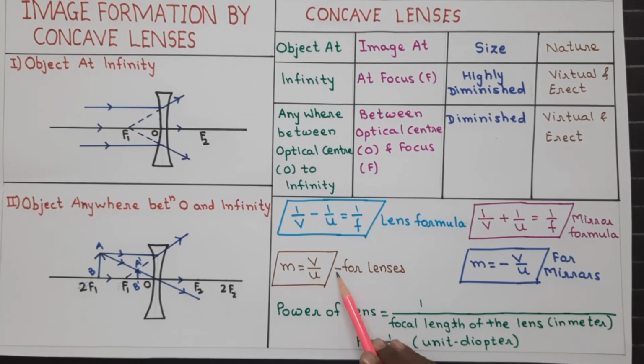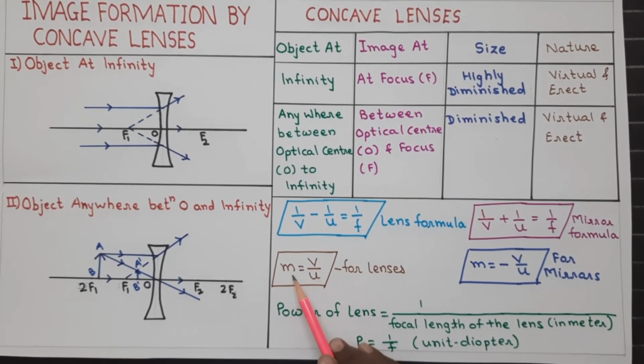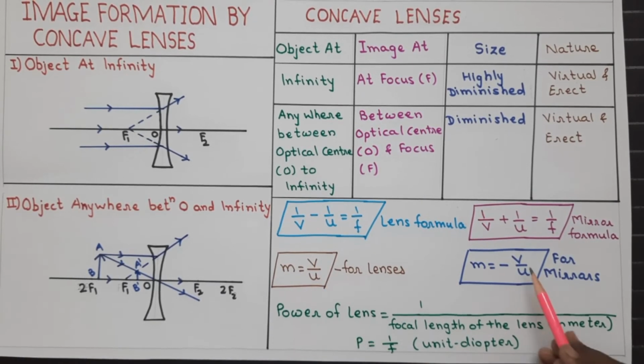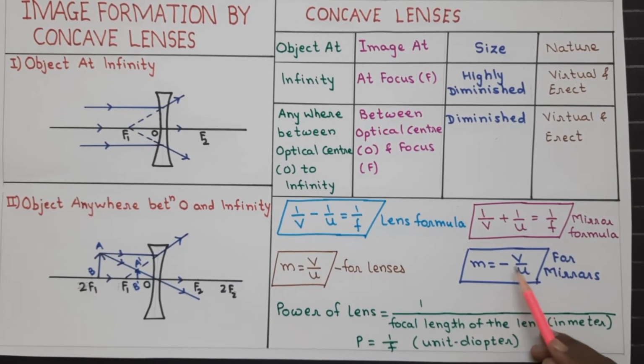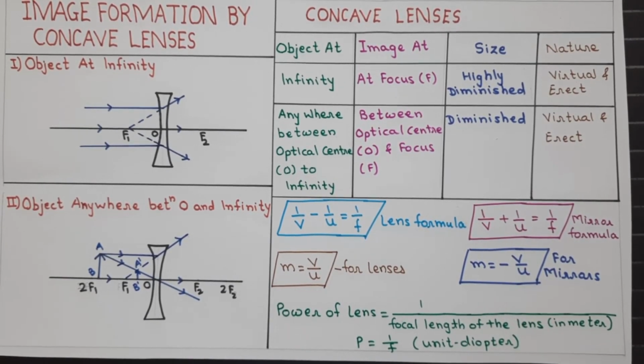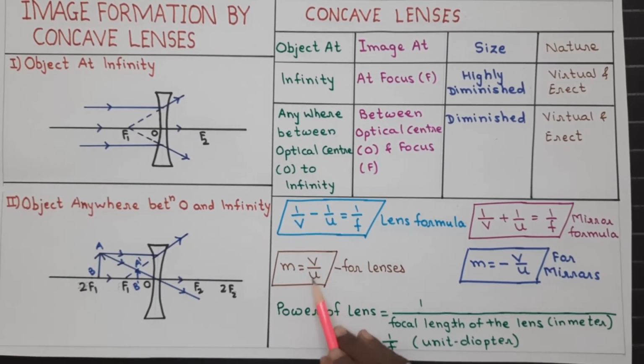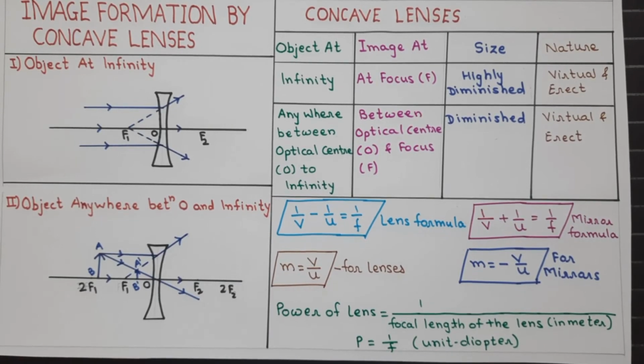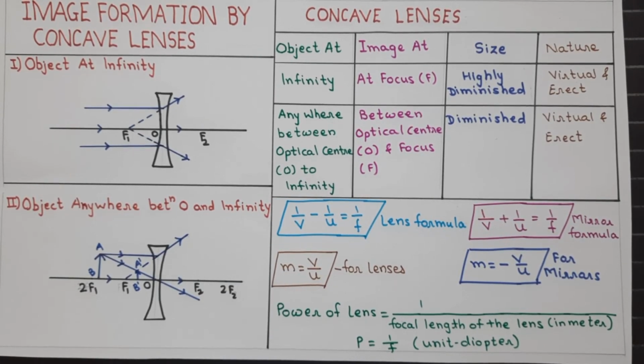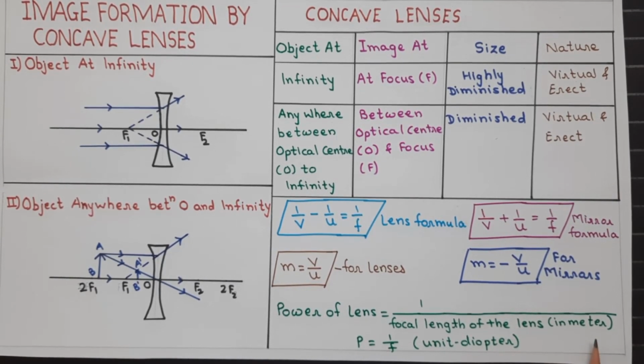Now let's see the magnification. Magnification M for lenses is V upon U, whereas for mirrors it is minus V upon U. So while solving problems you have to apply these sign conventions accordingly. Now we will see the power of a lens. Power of a lens is equal to 1 upon the focal length of the lens in meters. That is, P is equal to 1 upon F.